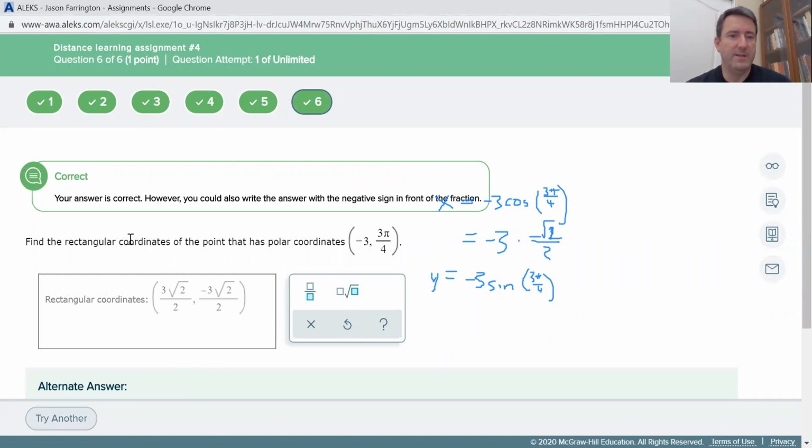All right. Notice here it says their answer is correct. However, you could also write the answer with a negative sign in front of the fraction. So we could have put our negative sign out front here. It really doesn't matter whether we put the negative sign out front or in the numerator. It still gave us credit for the answer.